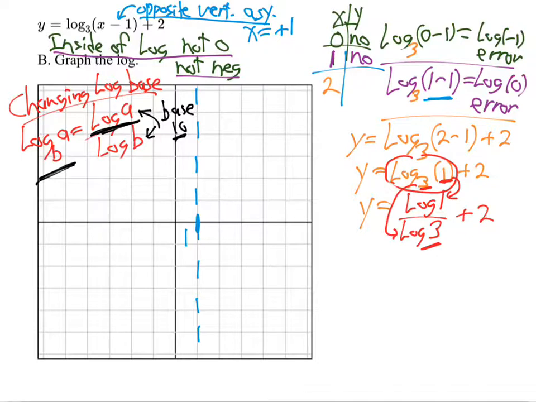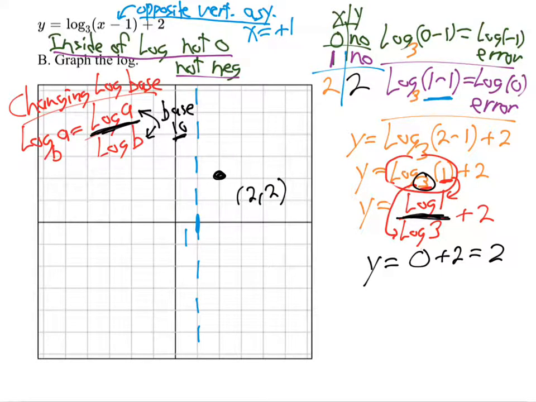So that property can be proven. I'm not going to prove it right now, but we use it whenever we have a weird log base. It's like over here we have log base 3. We don't have a log base 3 button on our calculator, so we change it to a normal log of 1 over a normal log of 3. Both of those are base 10 logs because there's no base showing. So hit the buttons on your calculator now, and what you'll get is 0 plus 2, 2. So now we've got a point over 2, up 2, right there.